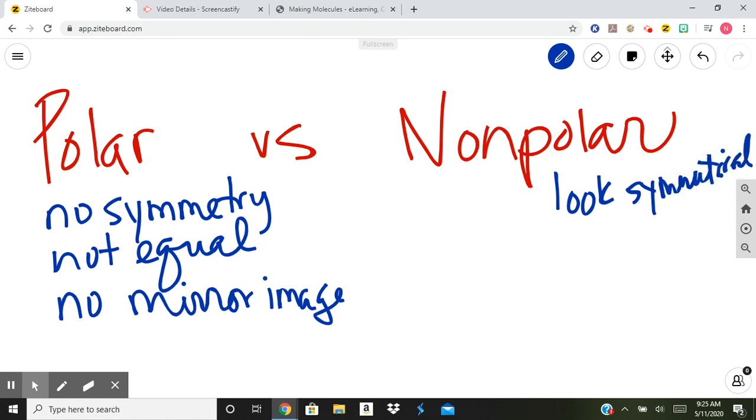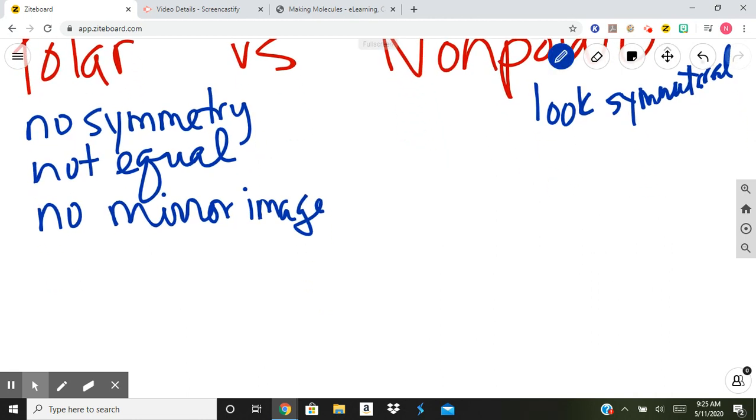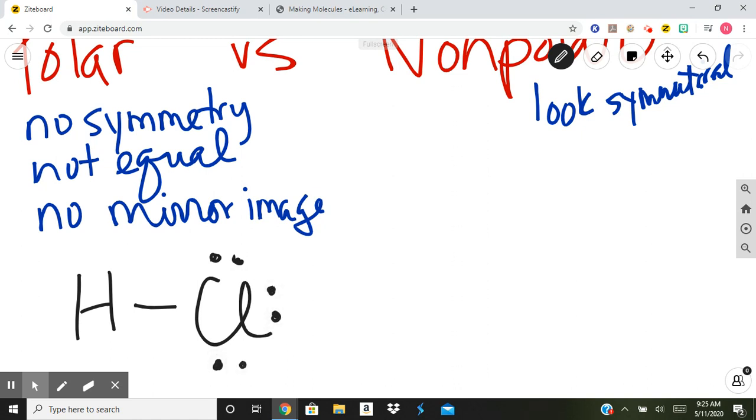All right, that word symmetrical. So let me give you an example. For a linear molecule that we did, HCl. HCl is a polar molecule. If you look, Cl has 3 pairs of valence electrons, 3 unshared pairs. Hydrogen has none. It's unequal. So this is an example of a polar molecule.